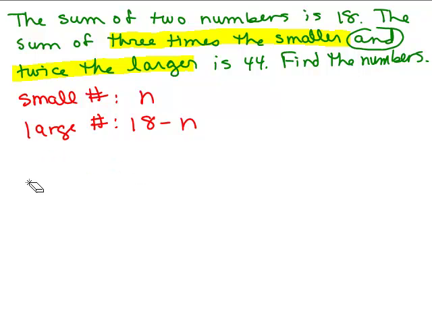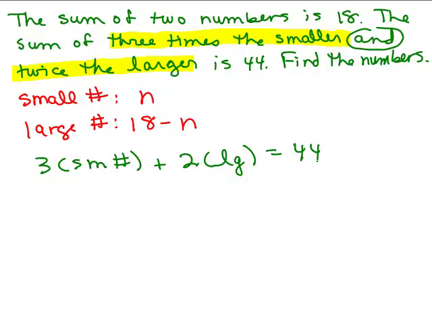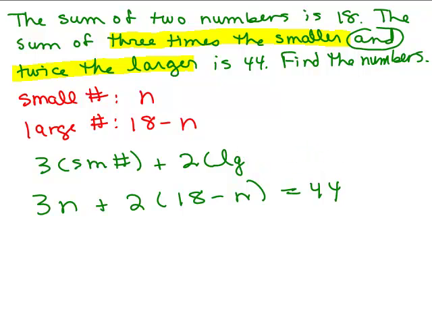In fact, let's do this. Let's write this out in words. It's saying 3 times the small number, right? The sum of that and twice the larger number is 44. And now we're just going to plug in what we called the small number and what we called the large number. So we have 3 times the smaller number, which we called n, plus 2 times the larger number, which we called 18 minus n, equals 44. I like the way this looks. Okay, so this is how we would write the equation if this is how we defined the small number and the large number. So let's go ahead and finish that.